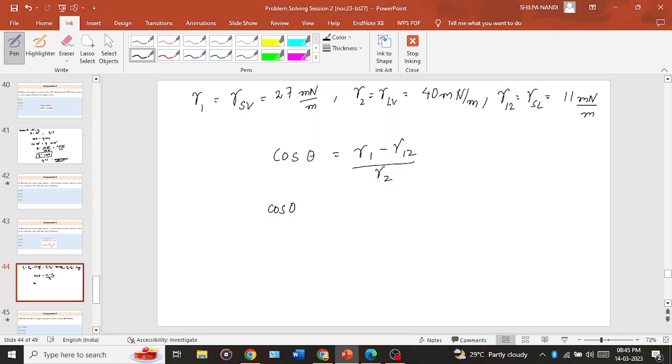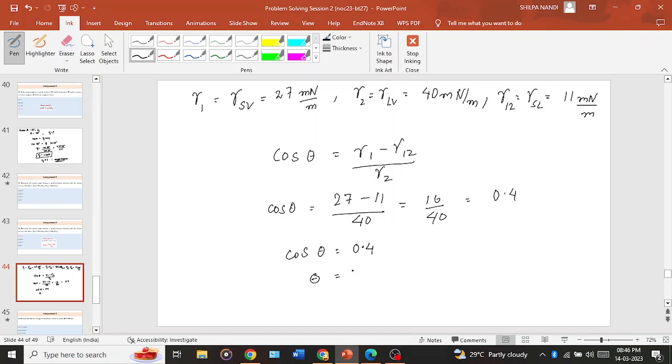So how much would it come as? 27 minus 11 divided by 40. So you have around 16 divided by 40. When you divide this, 16 divided by 40 is equal to around 0.4. So cos theta is equal to 0.4.